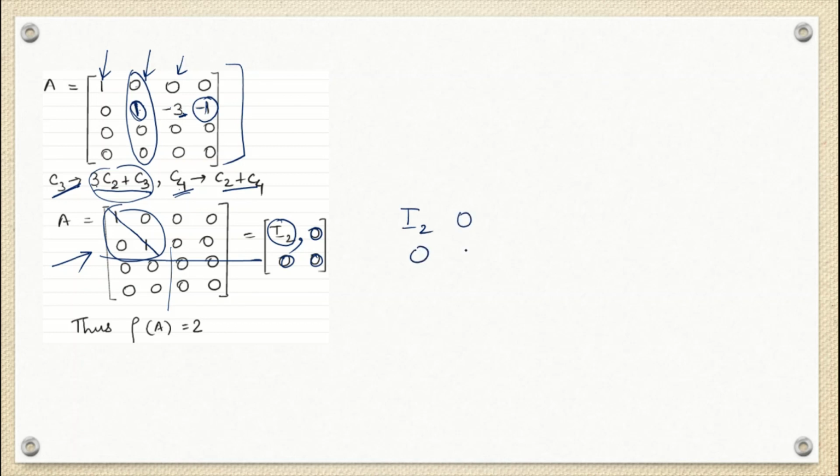Okay. And what is the rank of the matrix? You are going to count the total non-zero rows. So this is a non-zero row, this is a non-zero row. All other rows are zero rows only. So the rank of the matrix is 2. Fine. So this is the way we calculate the rank of the matrix by reducing the matrix into the normal form.